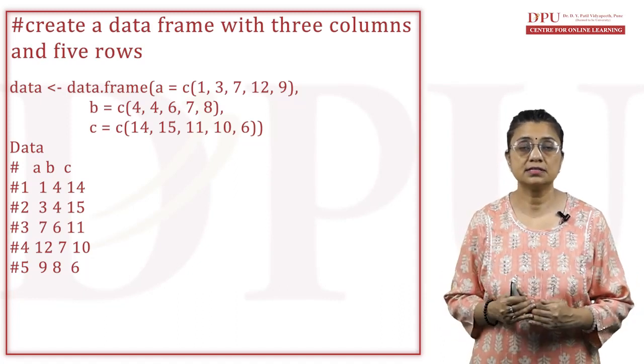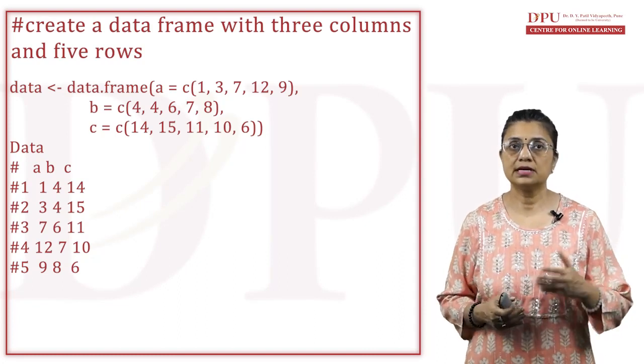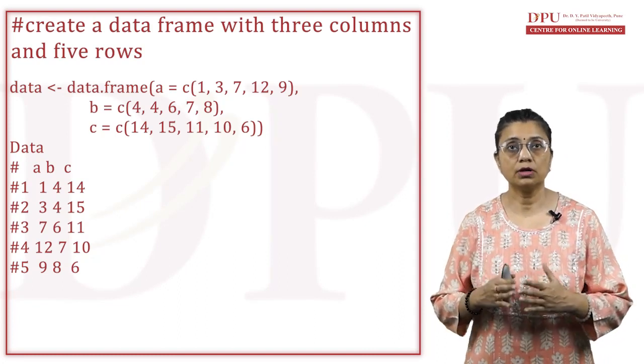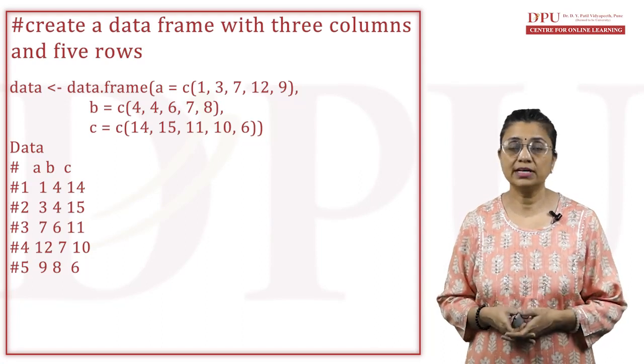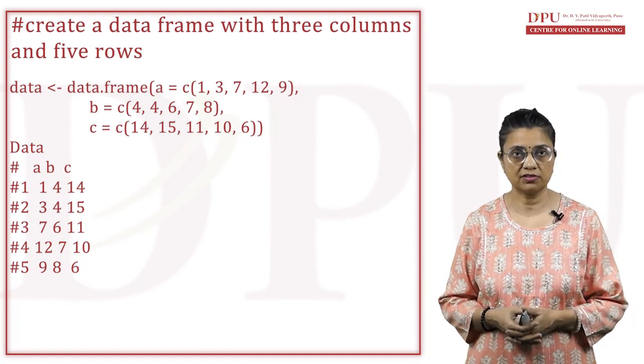I get the result in the form of a grid of rows and columns, where you can see there are 5 rows and 3 columns. I hope now you all are very comfortable with data frames and how to interpret the values of data frames.